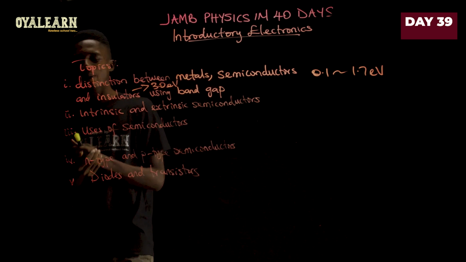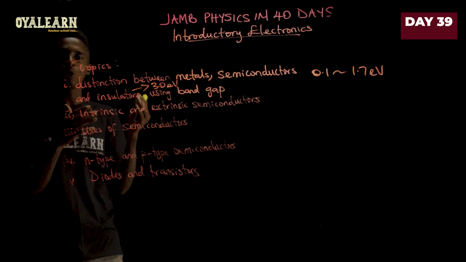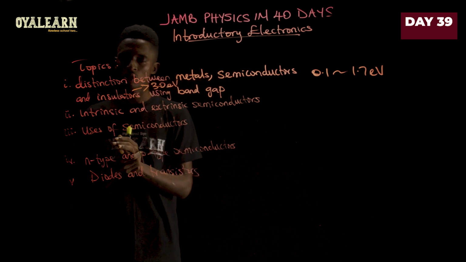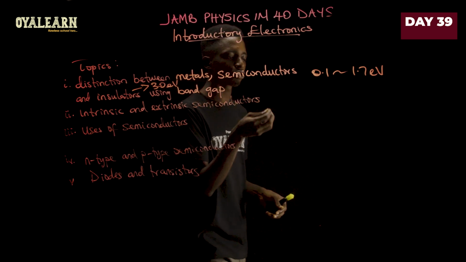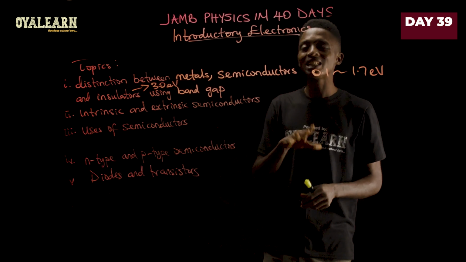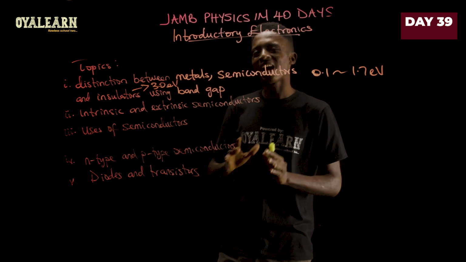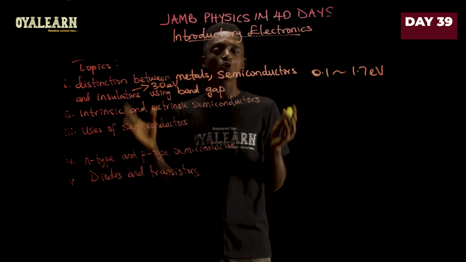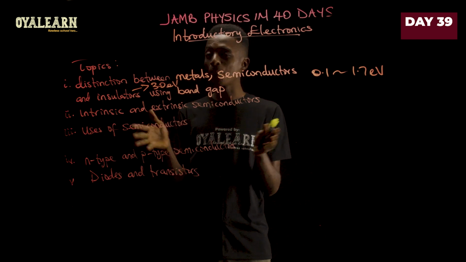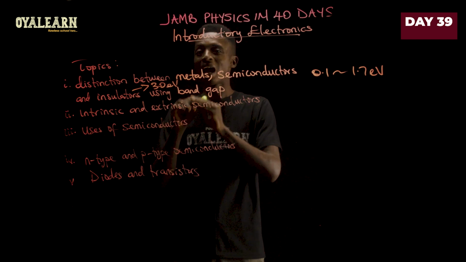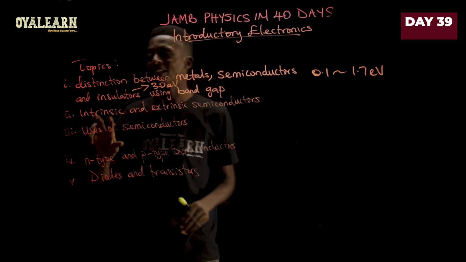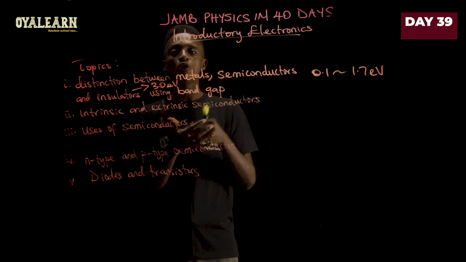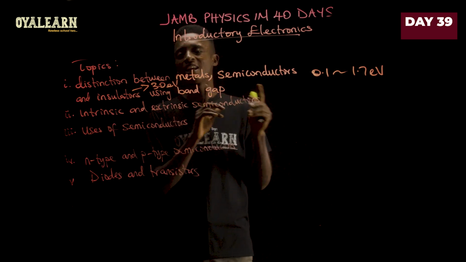Now, another thing that is expected of you is to be able to differentiate between what we know as intrinsic semiconductors and extrinsic semiconductors. When you get a semiconductor like silicon or germanium in its pure state, they are known as intrinsic semiconductors. That is, they are semiconductor materials that have had no impurity at all added to them. So they are in their pure state. That's why we call them intrinsic. Now, when they become impure, that is, there is a level of impurity in them, they are then called extrinsic.